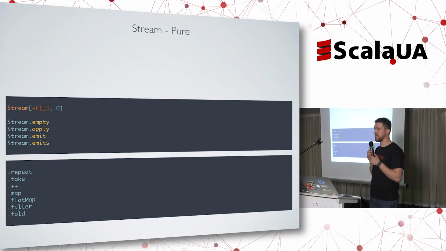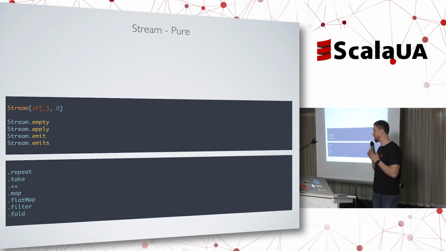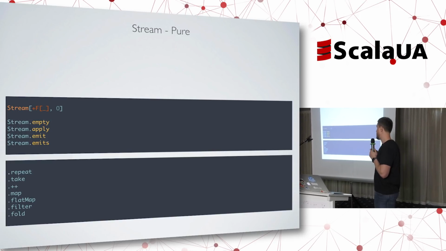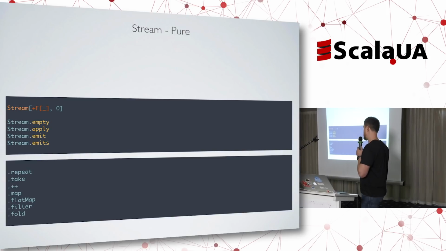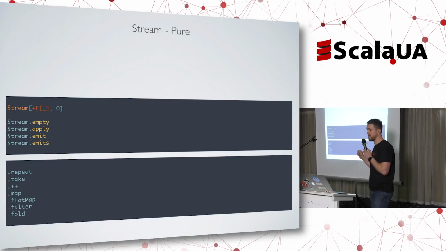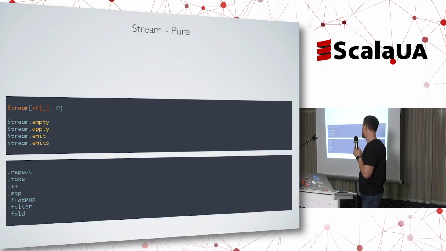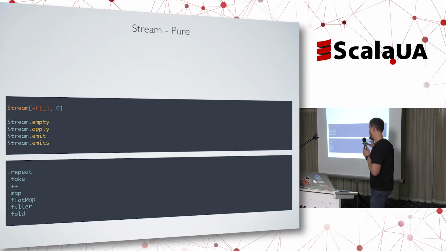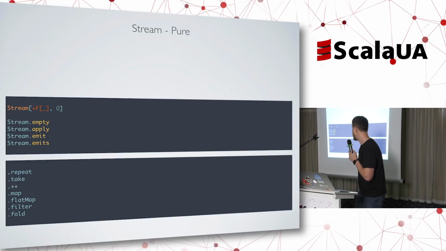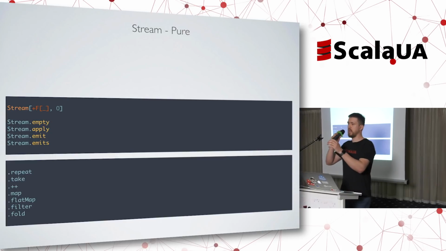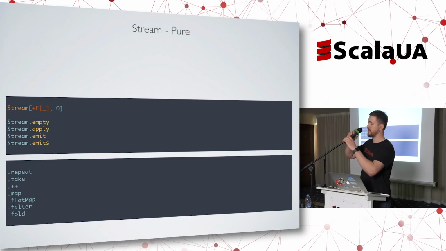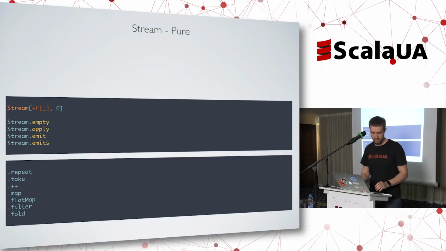So let's get a little bit more technical. This is the type of the stream. Here we see that it describes the effect and the type of the elements that the stream will produce. I will then show you a little bit how all of this works.